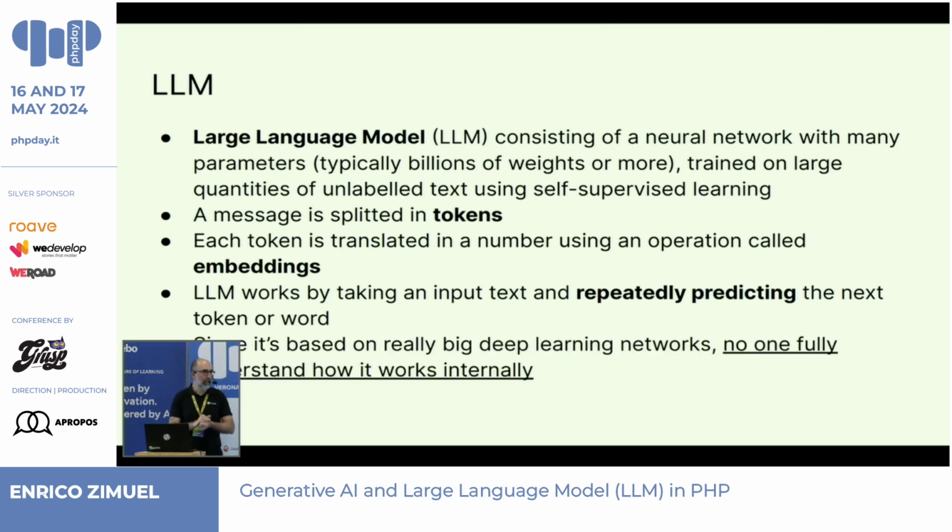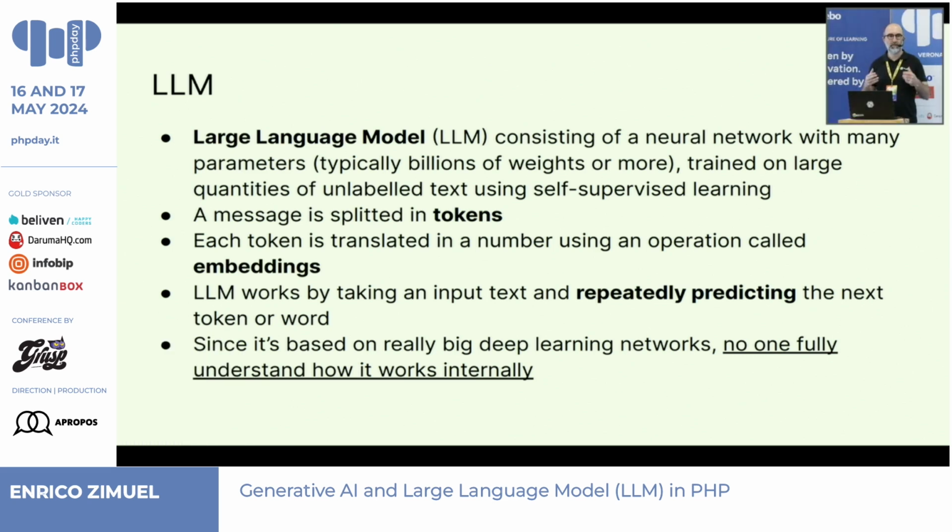Since it's really big, this neural network, no one fully understands how it works internally. This is very, very important. That's why I underlined this. Because even the inventor of the transformer architecture, that is the model that drives the majority of the LLMs out there, they don't understand how, for instance, ChatGPT is able to do calculation. No one knows.